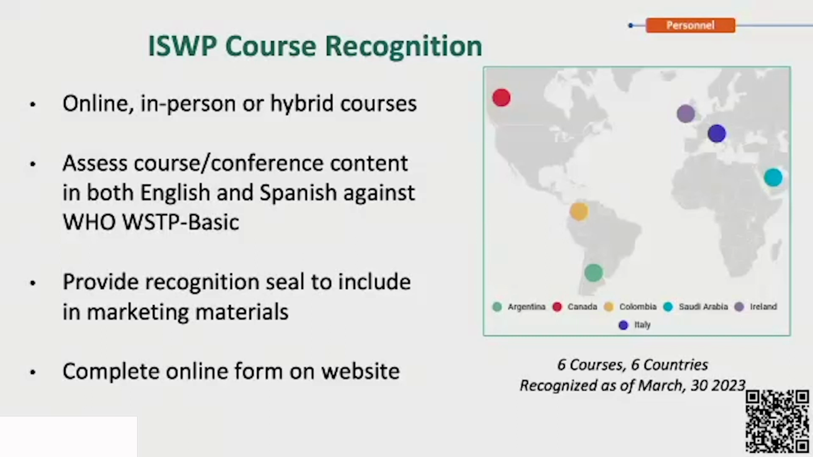So it has been a very good promotional opportunity and a validation that the courses that these universities and training centers are using can count toward a person's certification. And we're really pleased that we have 6 courses in 6 countries recognized as of March. The University of Montreal was the first course recognized. So for a course to be recognized, you'd start with a form on the ISWP website, and then we would be following up with you from there.